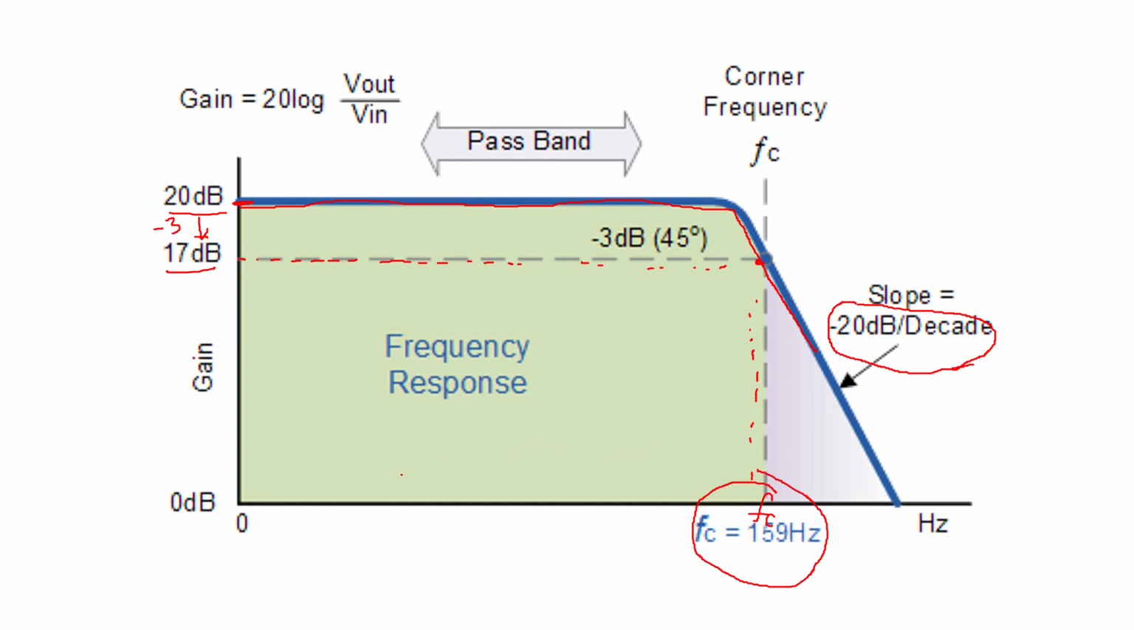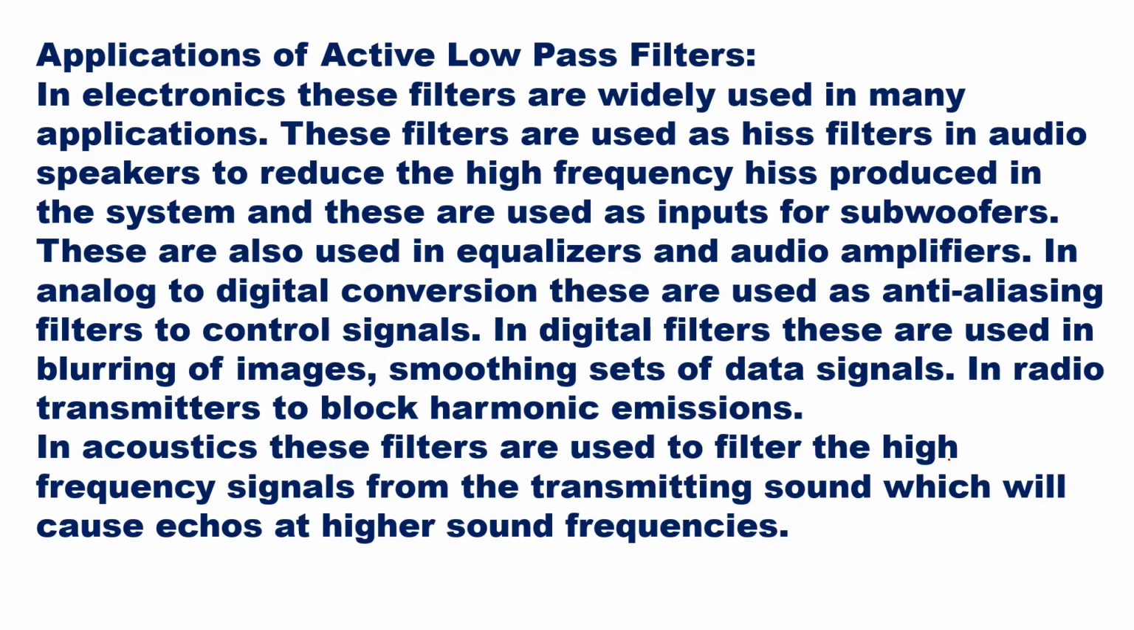Then all the signals from 0 till this cutoff frequency will be passed. This will be a pass band, and all the signals above the cutoff frequency will be stopped. So this will be your stop band.